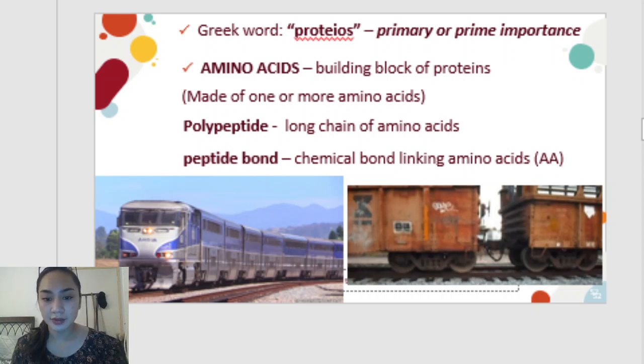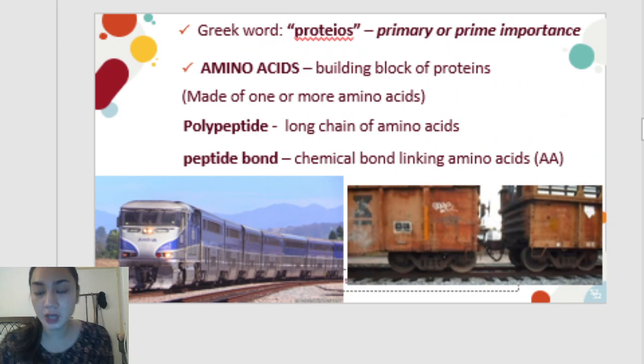We have this term amino acids, which is the building block of proteins. So, it is made up of one or more amino acids. The term polypeptide is a long chain of amino acids, and a peptide bond is the chemical linkage between amino acids.